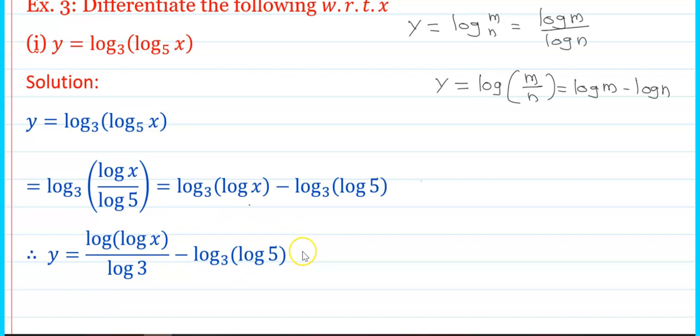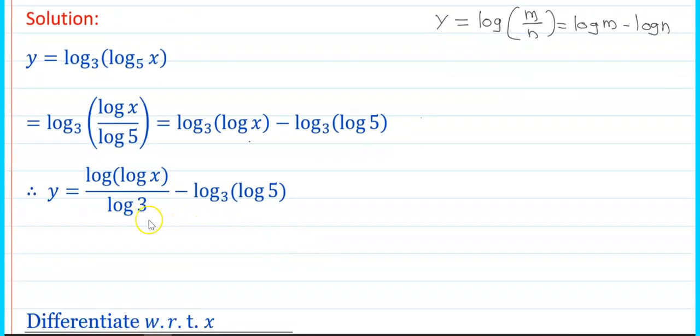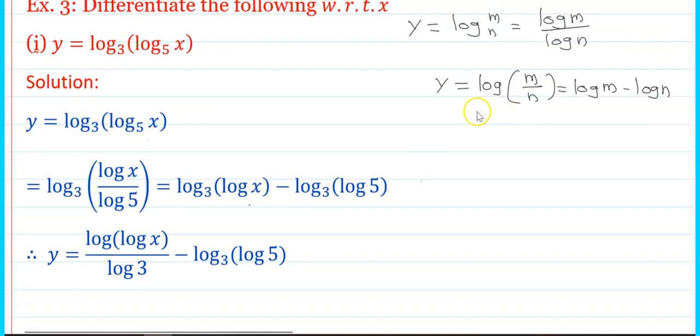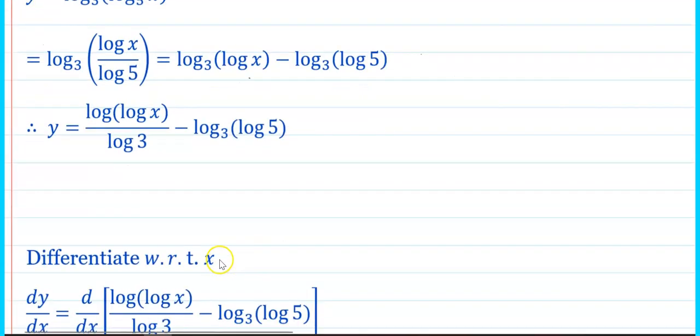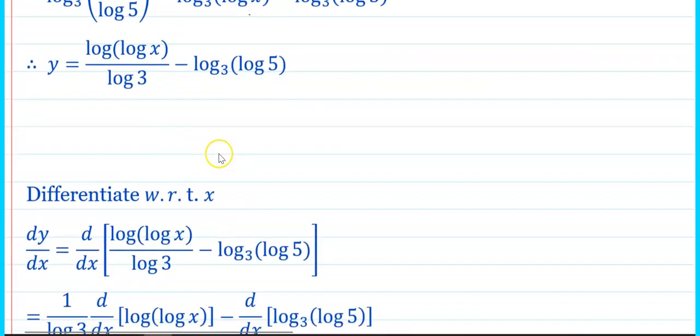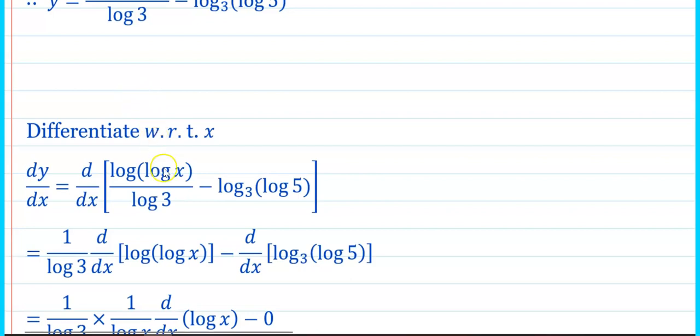If you understand that its derivative is very easy. Okay. Now differentiate this with respect to x. Now differentiate this with respect to x. The derivative of log x upon log 3. This log of 3 is a constant.